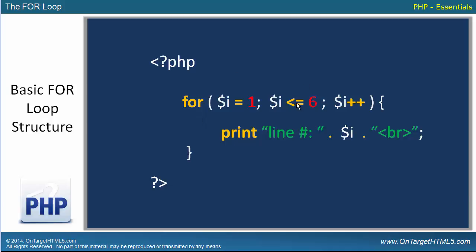Comes back and looks again. Is I less than or equal to 6? The second time through, it's going to be 2. So this is going to evaluate true again. It's going to drop down, execute the code between the curly braces, then come back up and iterate or add to the value of I. So the next time through, it's going to be 3. Going to look through this value again. Is it less than or equal to 6? The third time through, it's going to be 3.